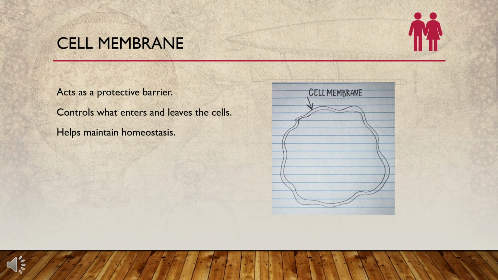And this is the cell membrane. It acts as a protective barrier around the cell. It controls what enters and leaves the cell, and that includes nutrients, oxygen, and waste. Because of this, the cell membrane helps maintain homeostasis. Homeostasis means keeping a stable internal environment in the human body. Another important organelle inside the cell is the nucleus, and I'll talk about that in the next slide.